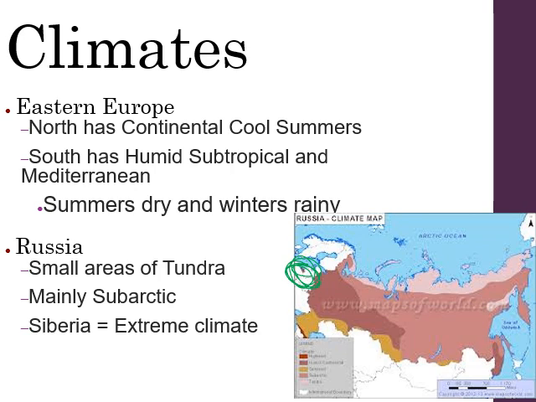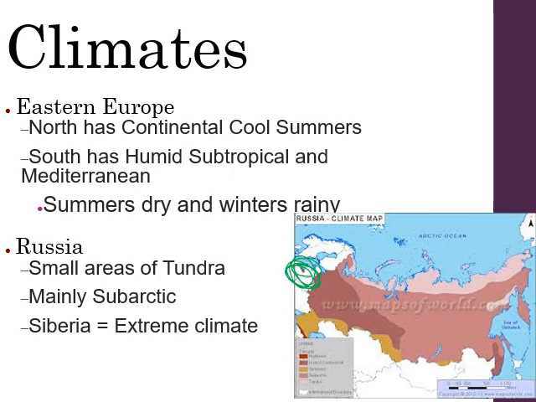In the southern part, though, they're pretty close to the Mediterranean Sea, and because they're close to the Mediterranean Sea, they have a more humid subtropical or Mediterranean type of climate. So it's these dry summers and rainy winters, and the temperature is kind of regulated by being close to that big body of water.